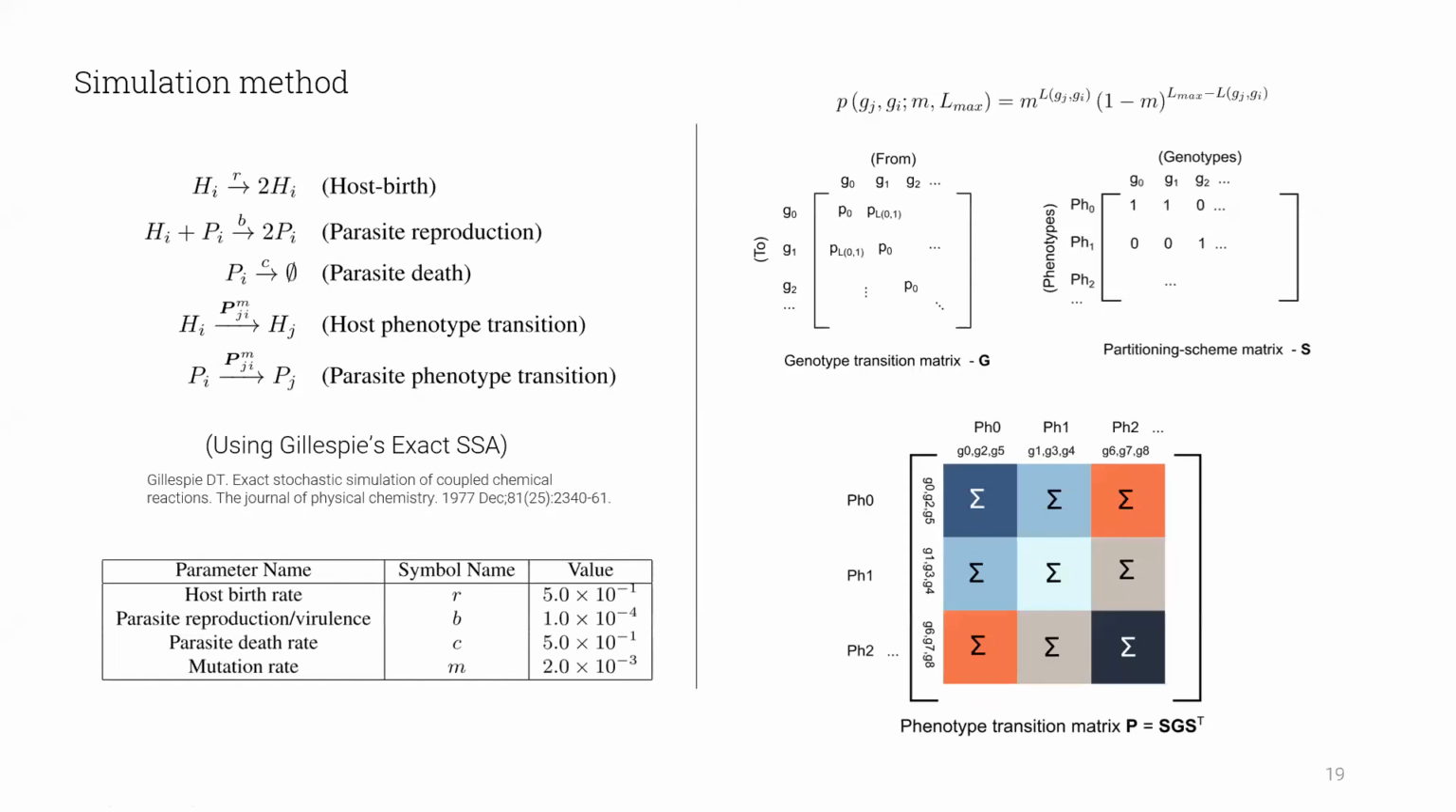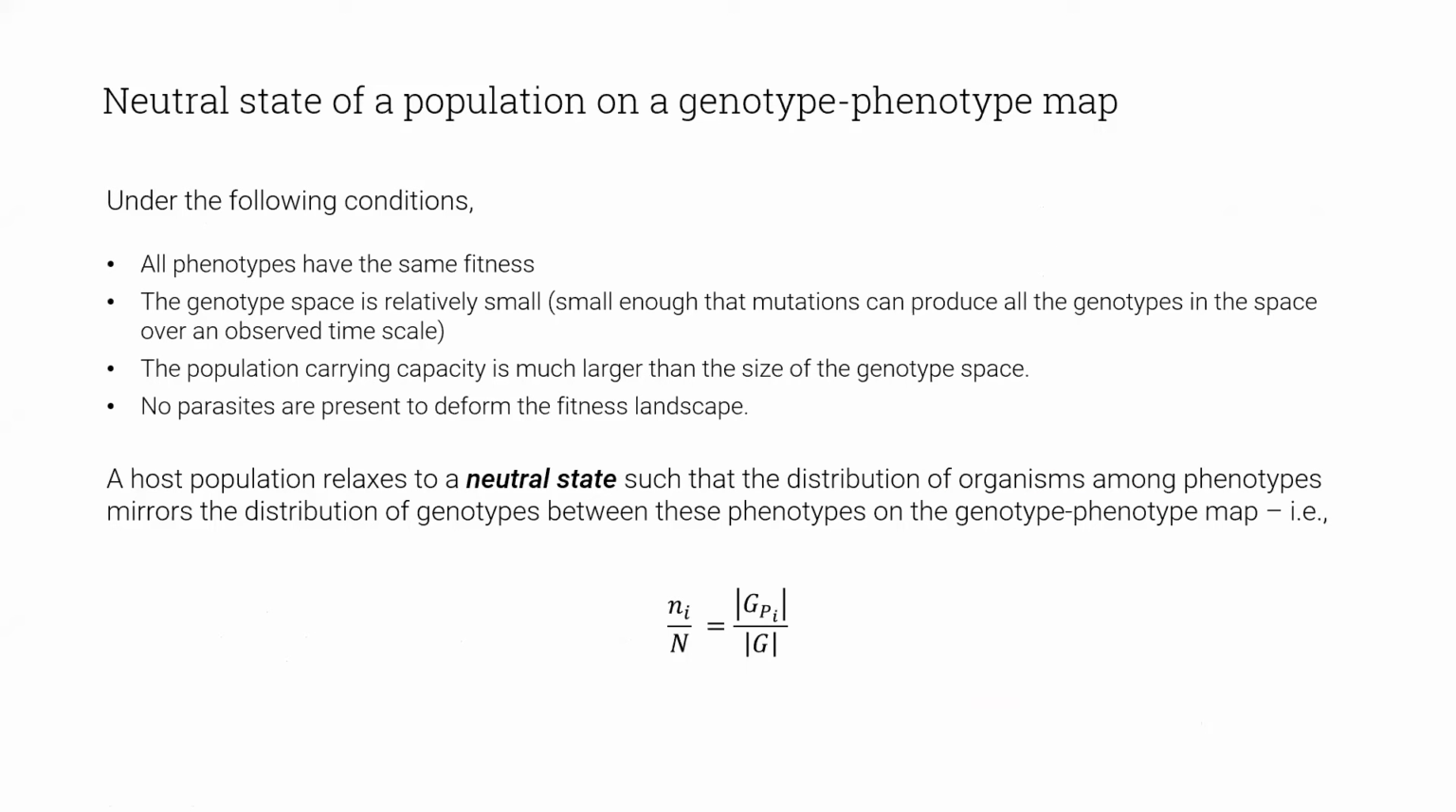So now, when you think about it, these genotype-phenotype maps have a very trivial state called a neutral state. So if we were not to add a parasite into the mix, and assuming that all phenotypes are the same fitness, so it's a neutral model, the genotype space is relatively small. That is, over the time scale of the simulation, the organisms can scan every genotype in the model, and the population carrying capacity is much larger than the size of the genotype space. And we are also assuming there are no parasites present.